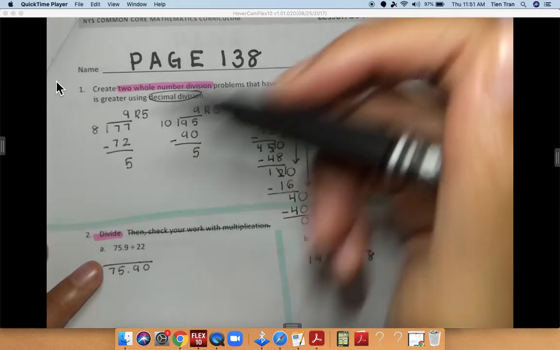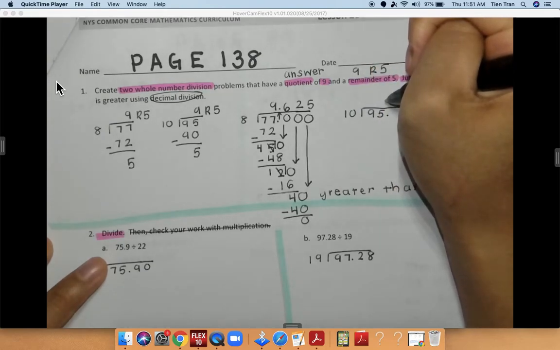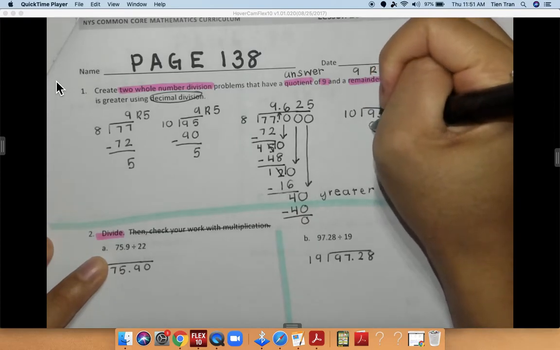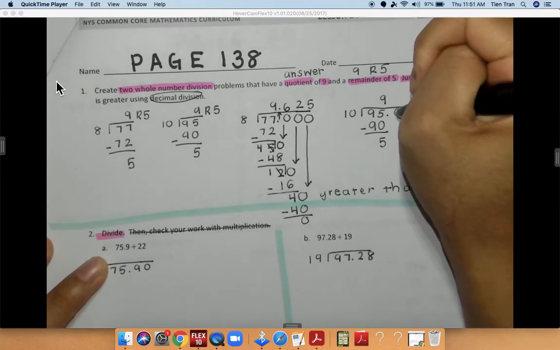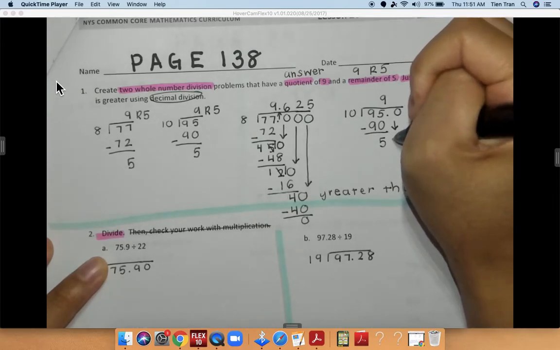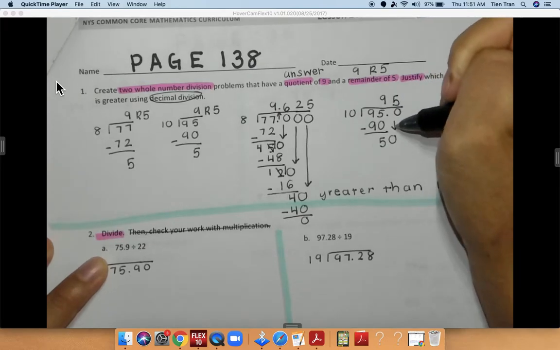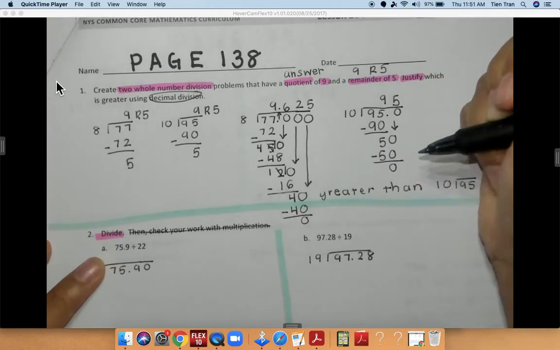Now I'm going to try 10. I have 10. How many times can 10 go into 95? 10 can go into 95 9 times. 10 times 9 is equal to 90. 5 minus 0 is equal to 5. Add a decimal and a 0. Bring down your 0. How many times can 10 go into 50? 5 times. 10 times 5 is equal to 50. Subtract, and I get 0.